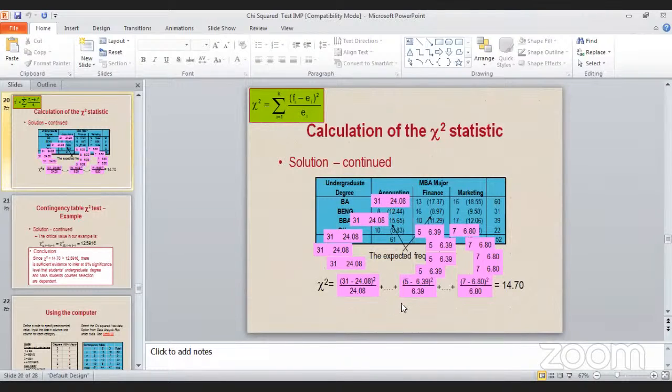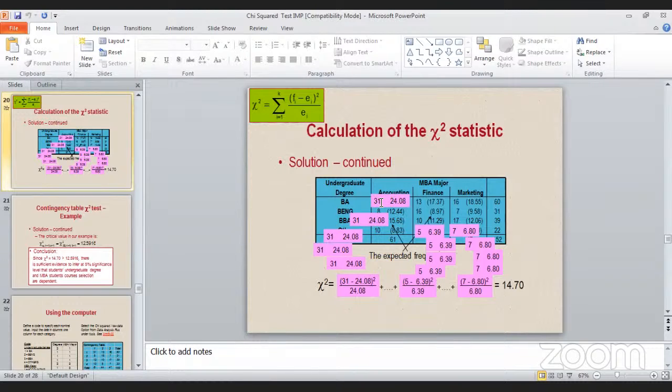So how have we derived it? We have derived it like this. We have multiplied the column total with the row total and divided by the sample size, or the grand total. That gives you 24.08 for the first one.